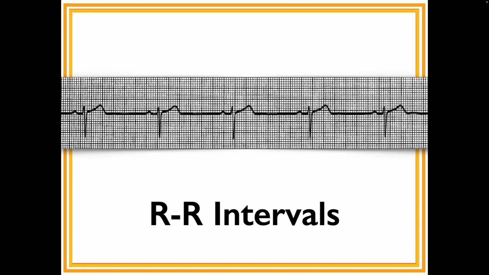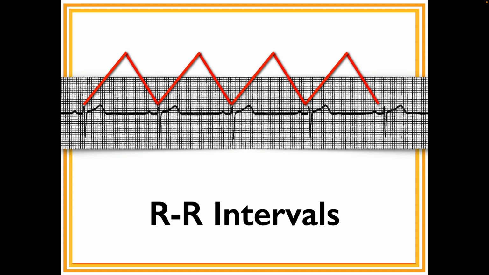Okay, so what are we talking about? So R to R intervals is the interval from one R wave to the next R wave. You take your calipers and you march it out, and you say, is the distance on this R to R interval the same as this R to R interval, the same as this R to R interval? Now, obviously, I hope it's obvious, we always say R to R intervals. Could you use the S waves? Of course.